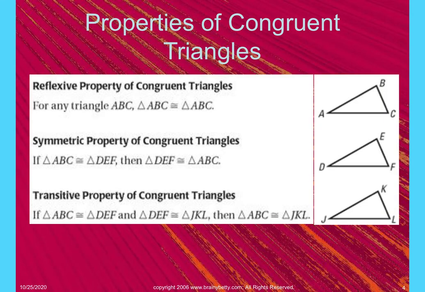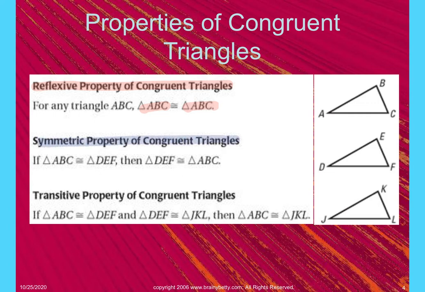All right, properties of congruent triangles. So the same properties that we used on segments and angles are also applicable to triangles. The reflexive property of congruent triangles says that for any triangle, ABC is congruent to itself. So triangle ABC would be congruent to triangle ABC.